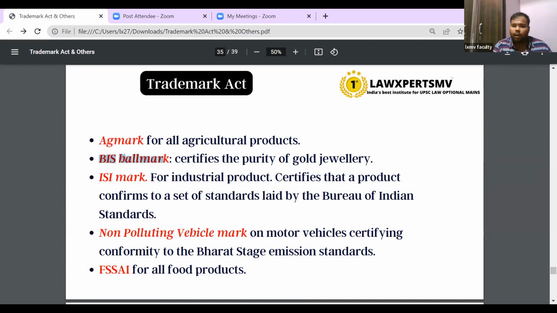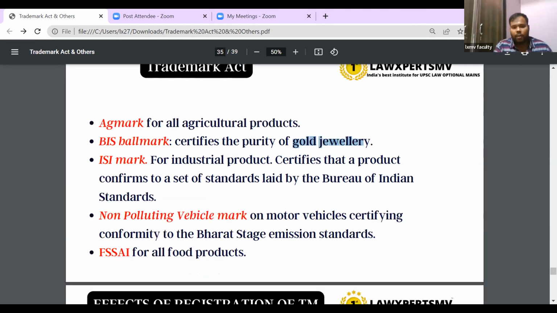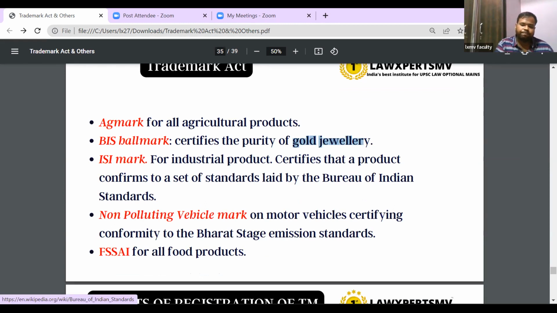So with respect to hallmark, we all know that it's a purity of jewelry, whether it is 22 karat or 24 karat. The word hallmark will be there in that particular jewelry to indicate the quality of that particular jewelry. So you just need to understand that the manufacturer did not get the certification trademark. Rather, it is the organization which is giving the certificate that gets the certification trademark. So these are various examples.